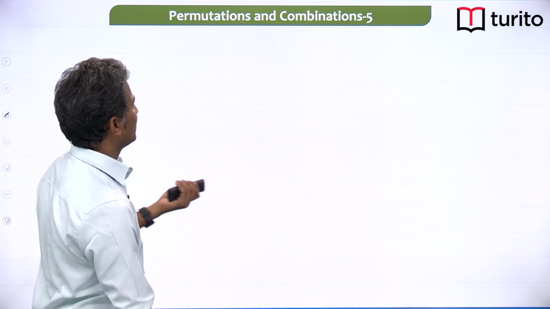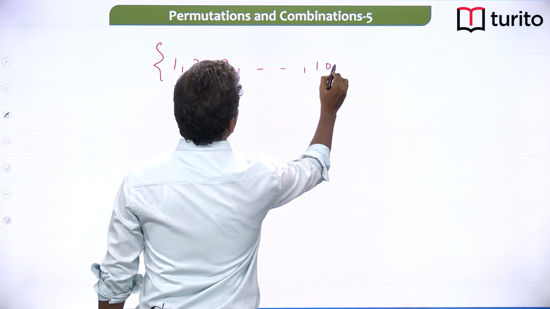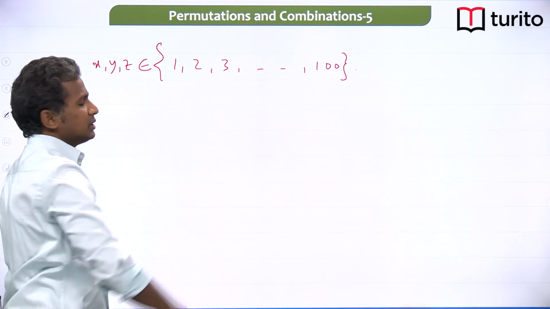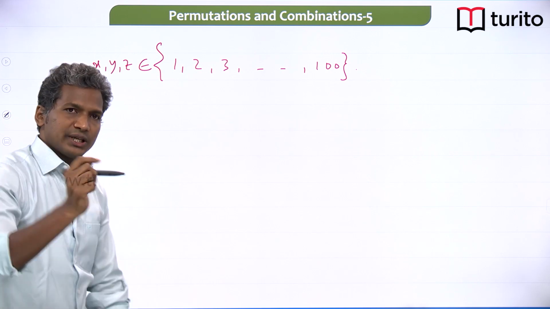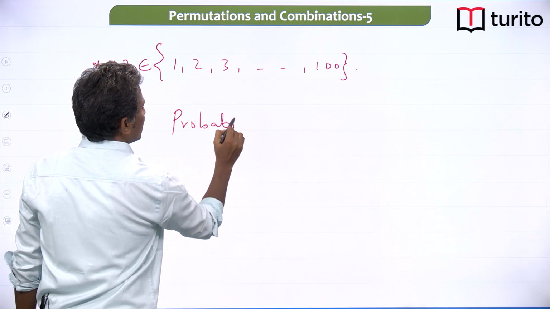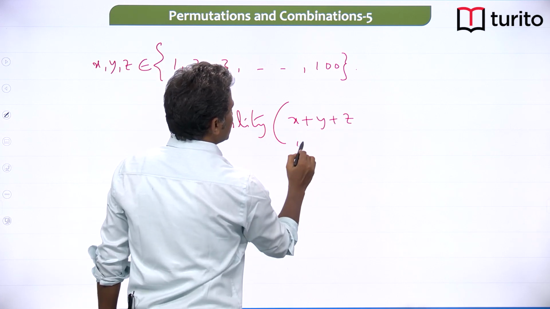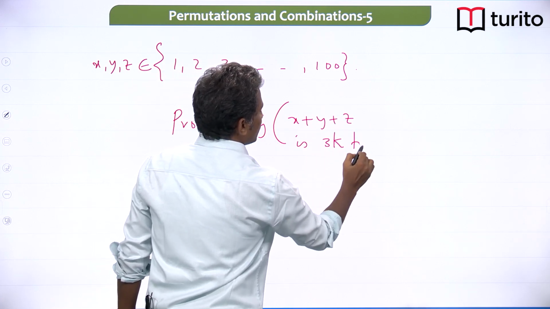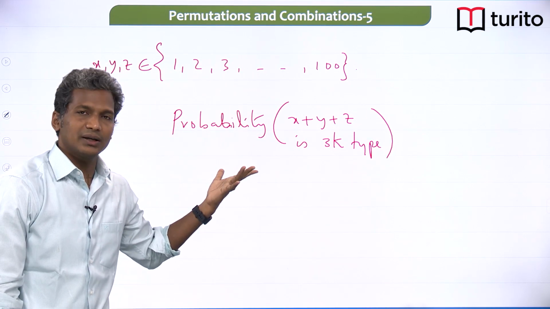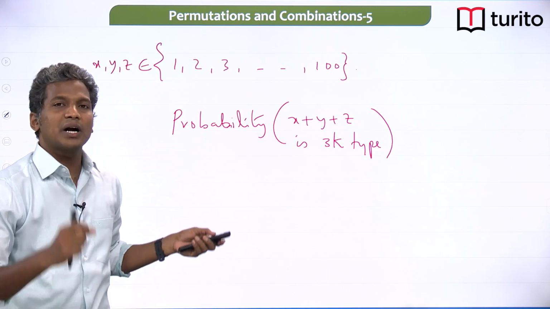Okay. So, for example, I will give you one question here. Let us say there is a set starting from 1 to 100. Now, your x, y, z, these 3 numbers belong to this set, and now I pose a question: what is the probability? You understand the basics of probability, right? So, what is the probability that x plus y plus z is 3k type? That is, what is the probability that the sum of these 3 numbers is divisible by 3? How will you do that? You do it by the same idea. So, explore this as part of your homework.